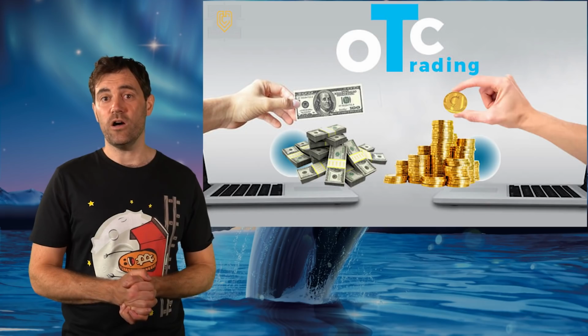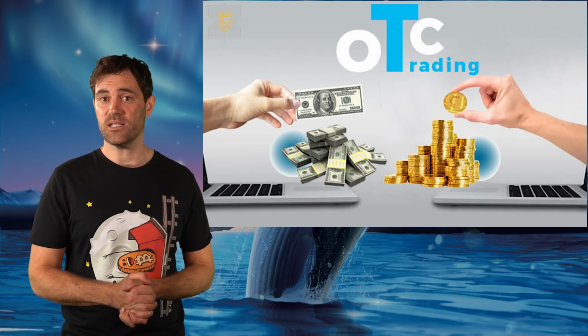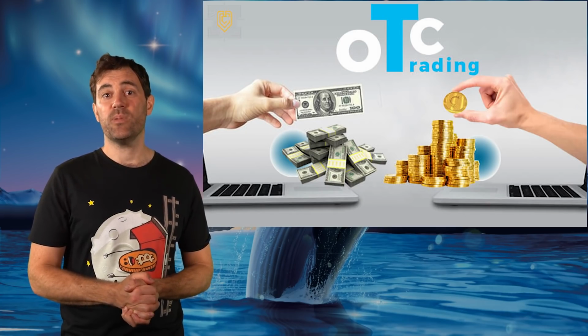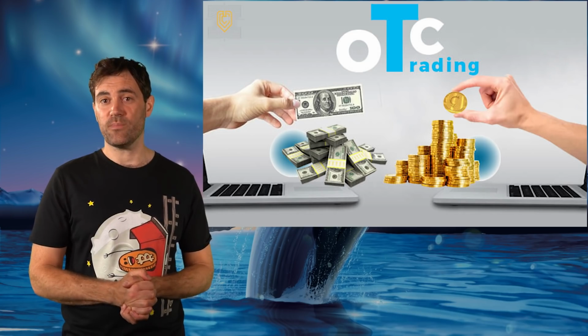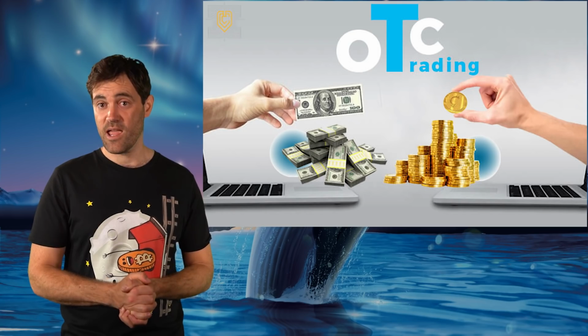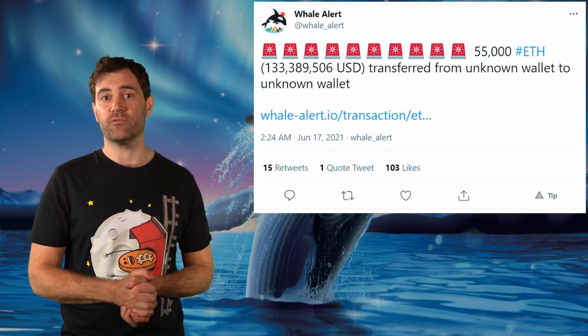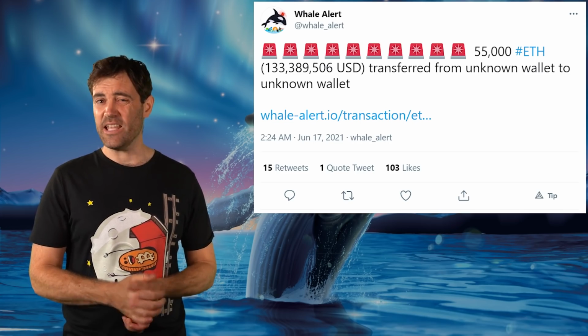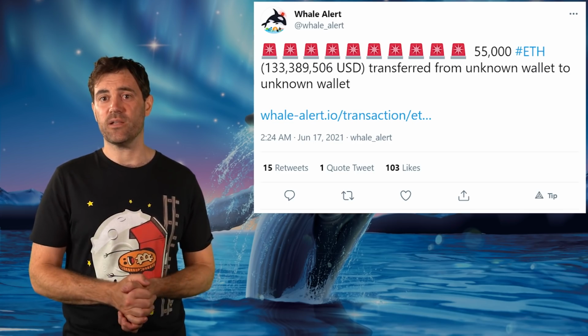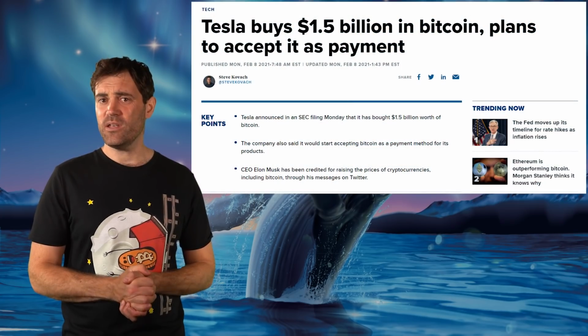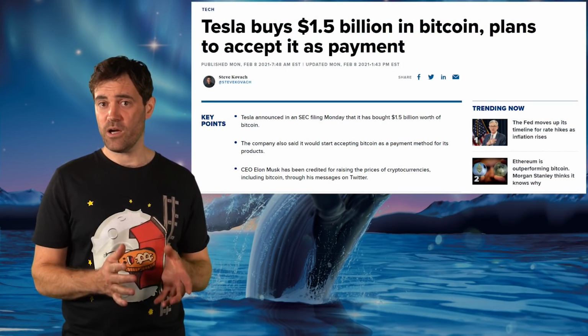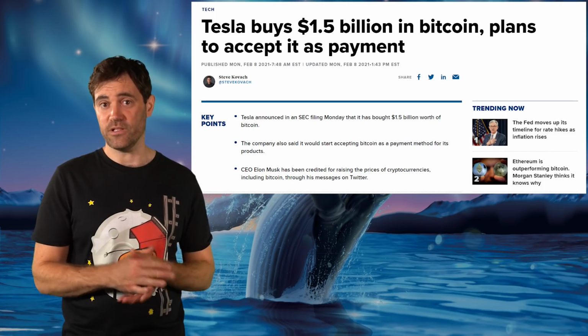Instead, they do over-the-counter trading, or OTC. OTC allows big investors to buy or sell large amounts of cryptocurrency directly from an exchange or crypto custodian at a fixed price. When you're seeing hundreds of millions of dollars of cryptocurrency going between wallets, it's probably an OTC trade of some kind. The thing is that you can never know for sure whether it was a purchase or a sale until after the fact.